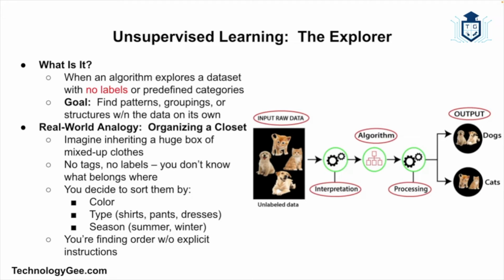And here's a real world analogy to help you comprehend this. Imagine that you inherit a giant box of clothing. There are no labels, no categories. You don't know what belongs where. So what do you do? Well, you might sort the clothing by color, by type, and by season. And basically, that's unsupervised learning in a nutshell. You're finding structure and patterns without being told what's right.